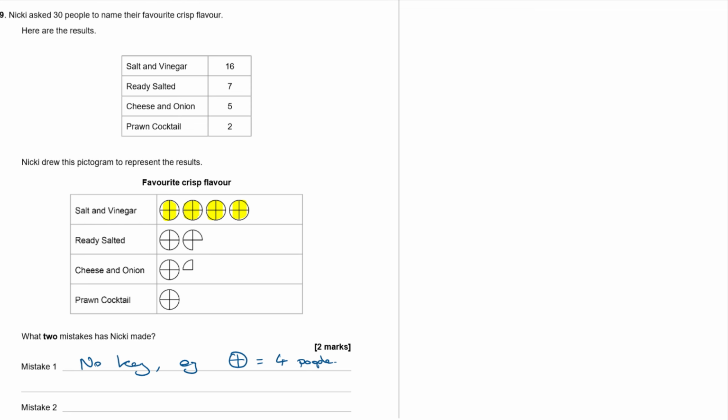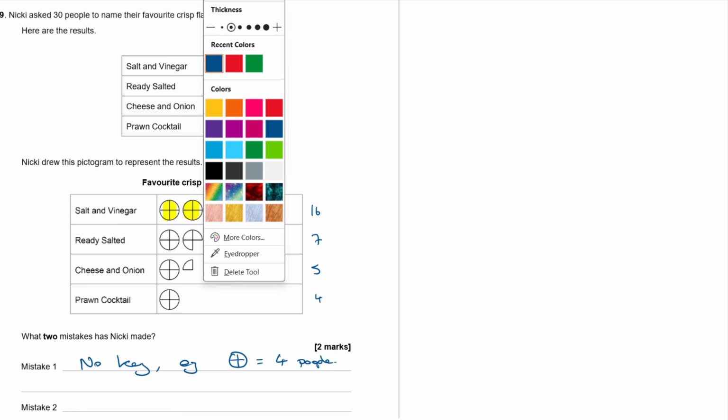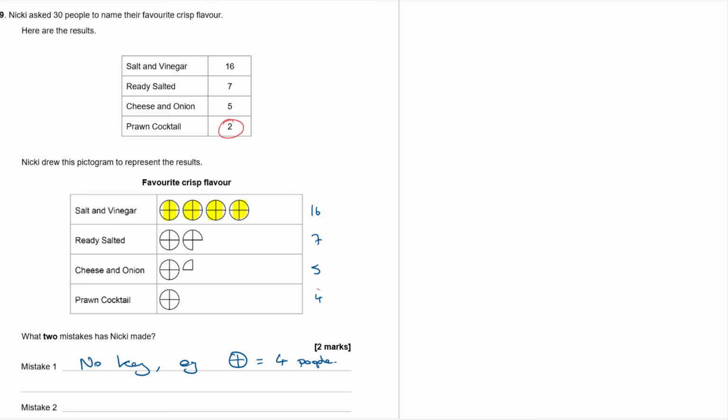Okay, and then the second mistake, I think, well, if I just count those number of shapes there, what they've drawn, so that represents 16 because you've got 4, 8, 12, 16. I've got 4 and 3 there making 7. I've got 5 parts there, and I've got 4 parts here, but that doesn't match. So this 2 here for prawn cocktail is different from the symbol for there, isn't it? Okay, so they should have done like a half crisp there. So I'm going to write the prawn cocktail should have half a circle. So something that looks like that then, not a whole one.